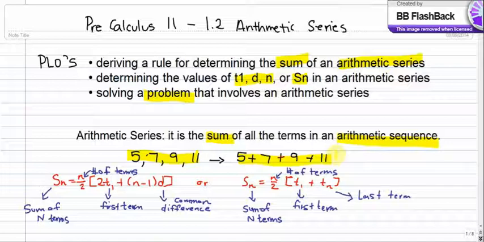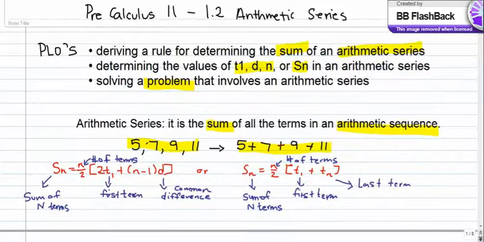There are two formulas, as you can see. First formula is S of n equals n divided by 2, and then in brackets 2t1 plus n minus 1 multiplied by d. Or the second formula is S of n equals n divided by 2, and in brackets t1 plus tn. The only key difference between the two is, for the second formula, you have to know what tn equals.